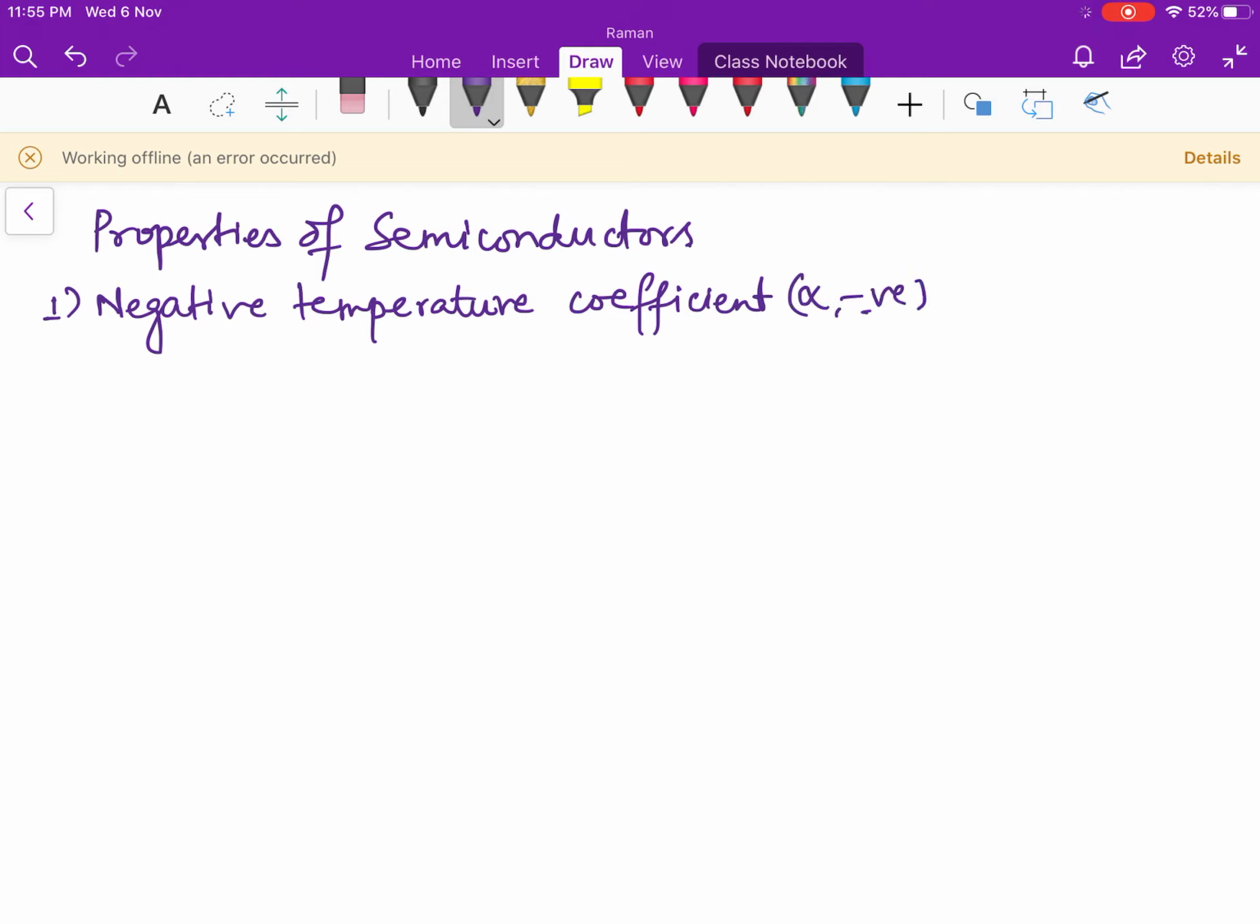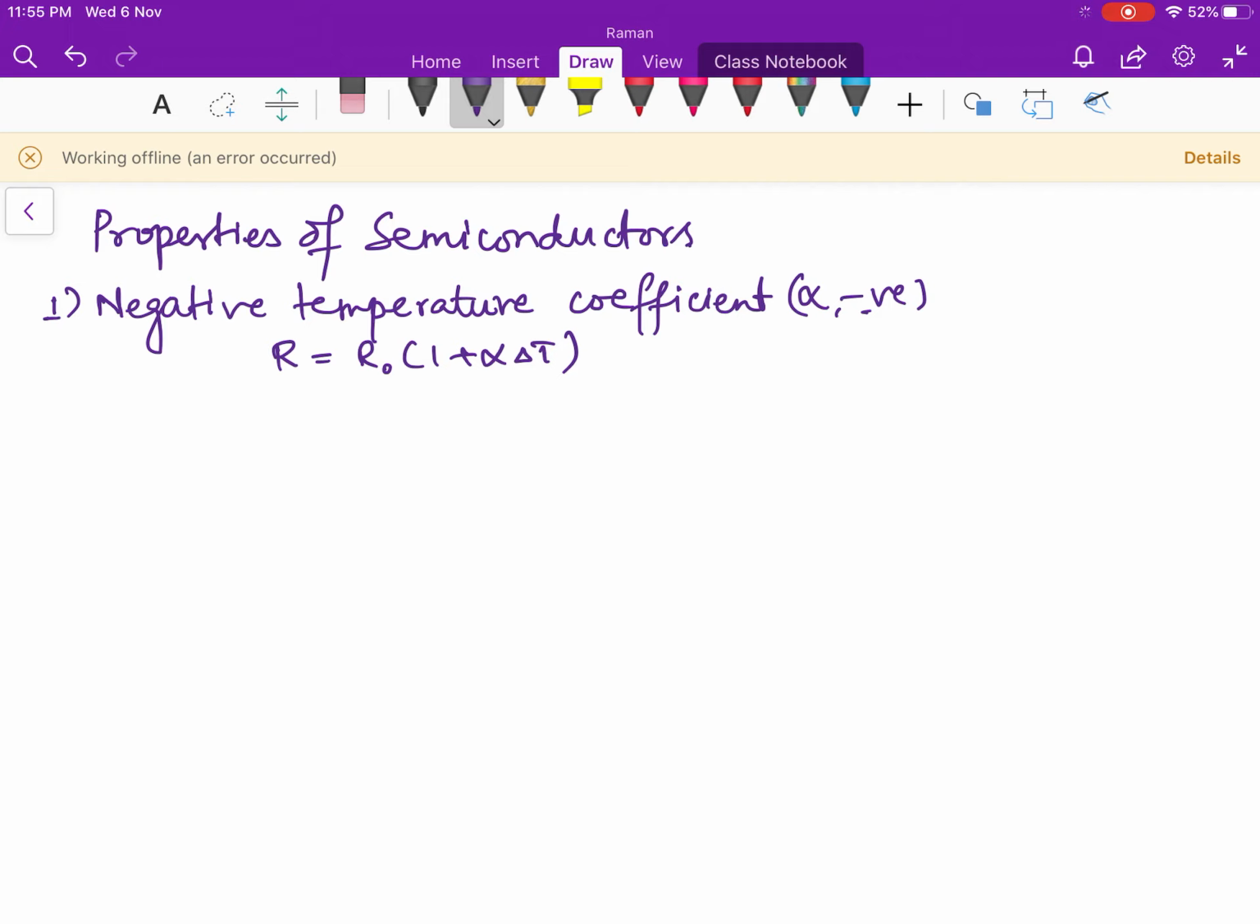If alpha is negative, then the resistance is R equals R naught (1 plus alpha delta T), where delta T is the change in temperature. So if you increase the temperature, the resistance of the semiconductor decreases. As the resistance decreases, current increases. That's why we use semiconductors in a thermistor also. A thermistor is a device which is used for measuring temperature.